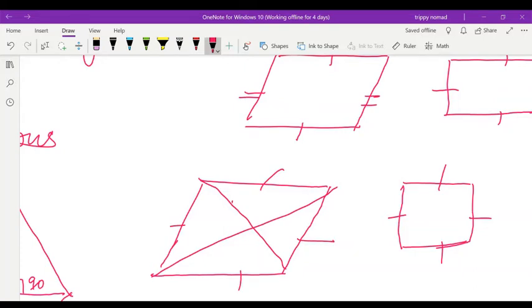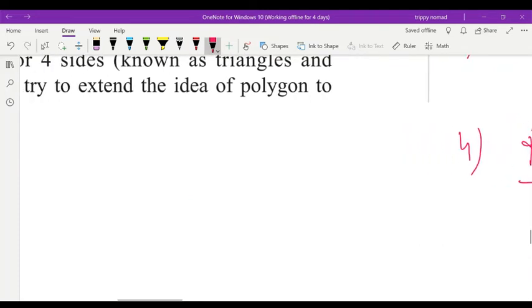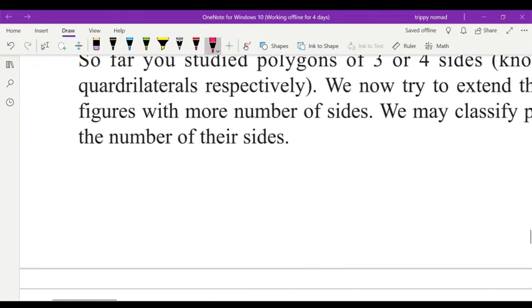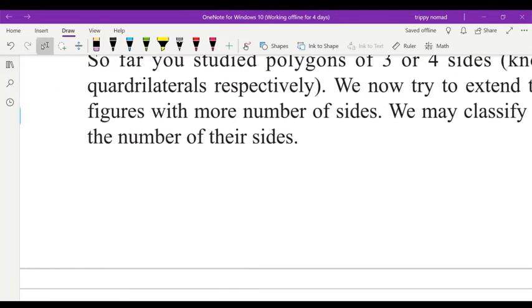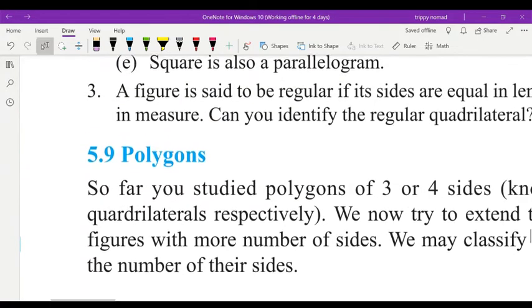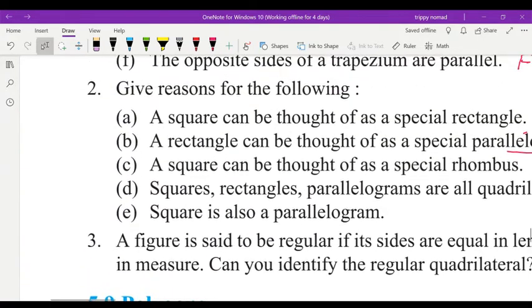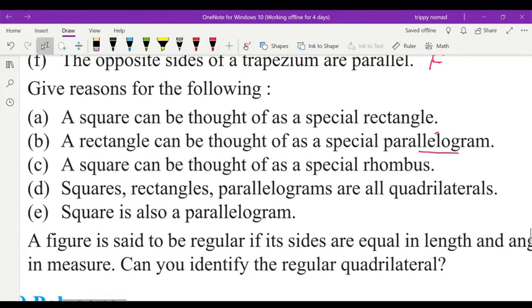Here the diagonals are equal, here also the diagonals are equal. They bisect each other at 90 degrees, here also they bisect each other at 90 degrees. And here the opposite sides are parallel, and in the square also opposite sides are parallel. So all the properties which we have learned in the square are also present in the rhombus. So we can say that a square can be thought of as a special rhombus.